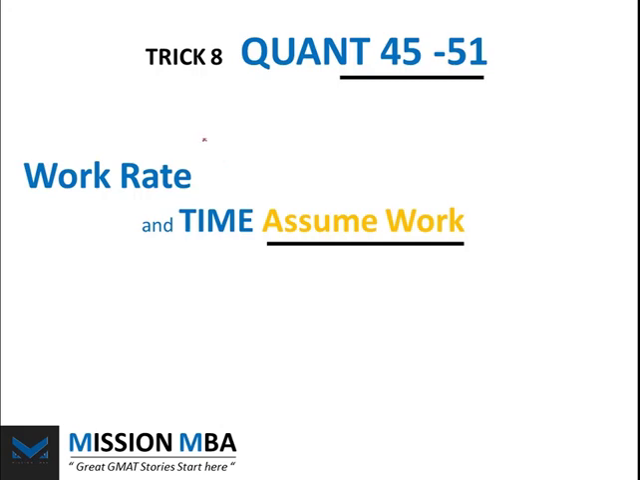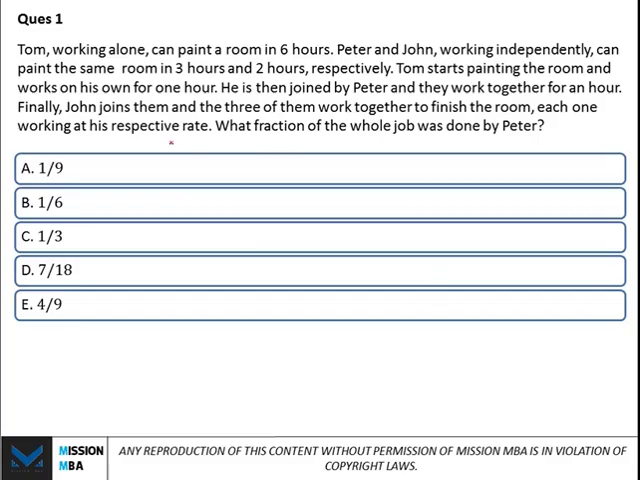Hello people, so let's go to trick 8, Quant 45 to 51. Work rate and time, how to assume work to make your task very easy. Let's have a look at the question.